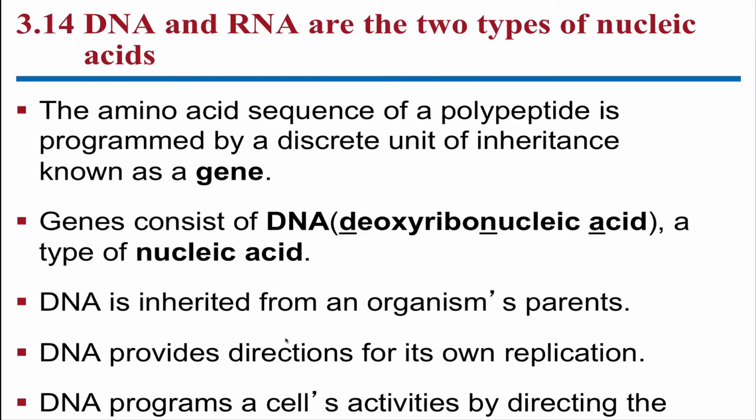DNA provides directions for its own replication. DNA programs the cell's activities by directing the synthesis of proteins. In other words, DNA has the entire blueprint for what a cell needs to do, what it needs to produce, how long it should take to do it, and so on. It has all the information that's needed for that organism to function properly.